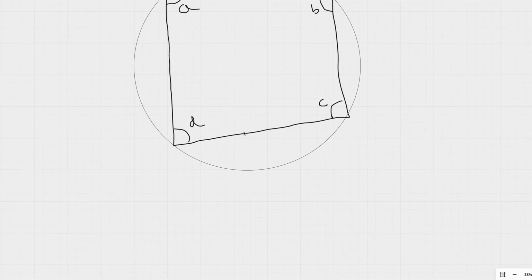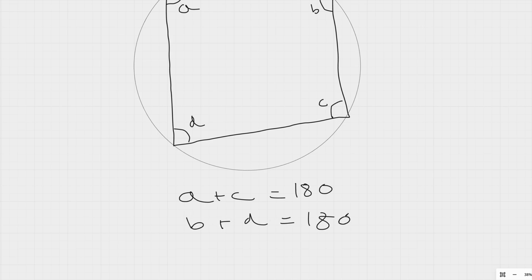Now what it's saying is that a cyclic quadrilateral, the four-sided shape with every corner touching the circle, both opposite pairs of angles will add up to 180. So A plus C equals 180, and of course B plus D equals 180.